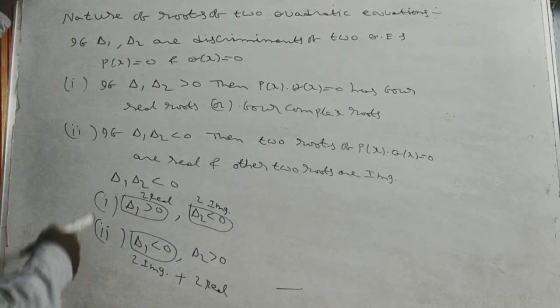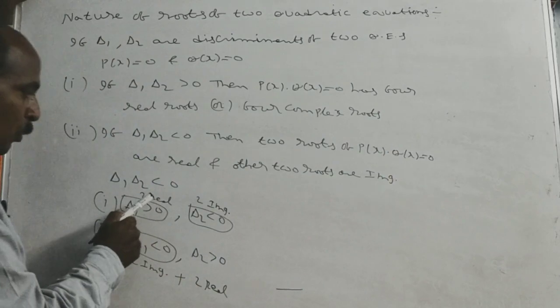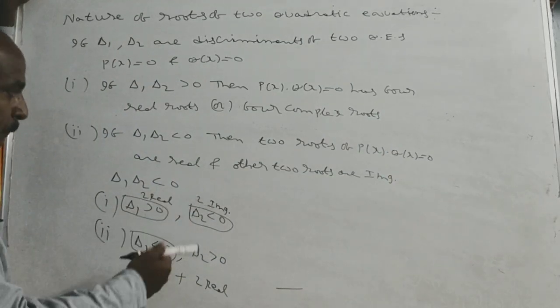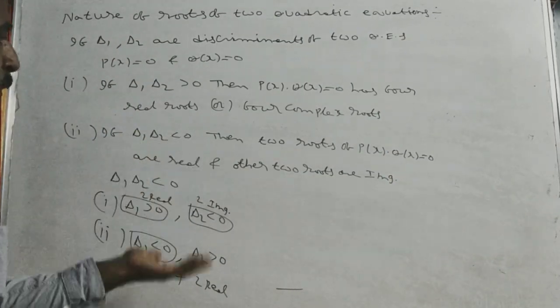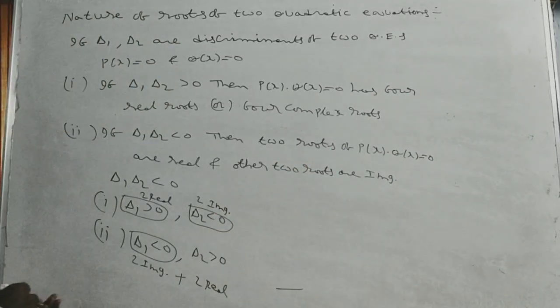So in any case, P of x into Q of x equal to 0 has two real and two imaginary roots. So if delta 1 into delta 2 negative, P of x into Q of x equal to 0 has two real and two imaginary roots.